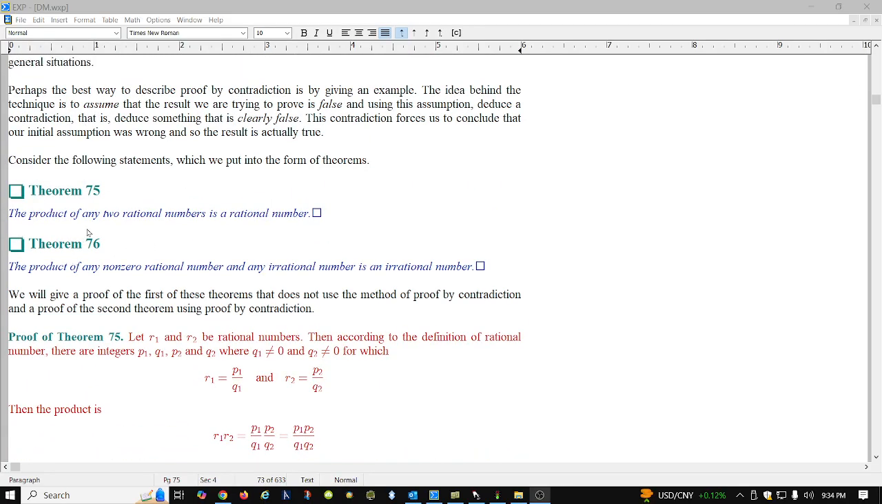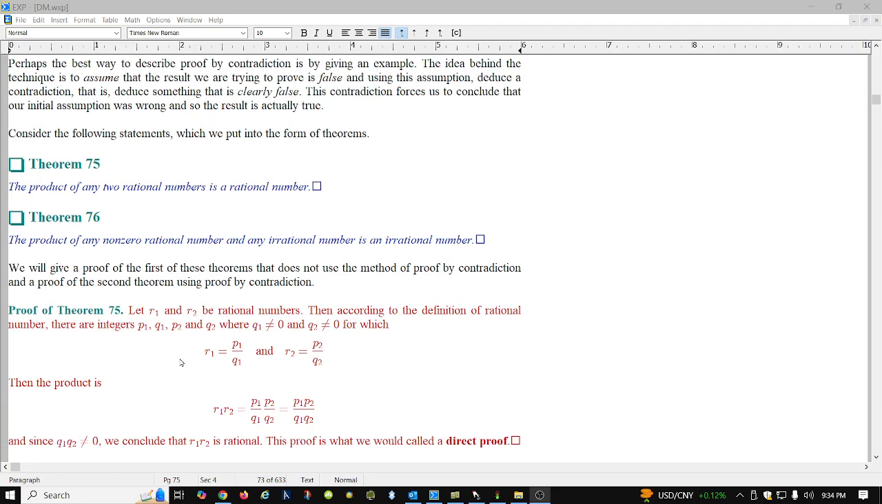Here is a theorem: the product of any two rational numbers is rational. And another theorem: the product of any non-zero rational number and any irrational number is irrational. I'm going to prove the first theorem by giving what would be called a direct proof, not a proof by contradiction. I'll prove the second theorem using the technique of proof by contradiction.